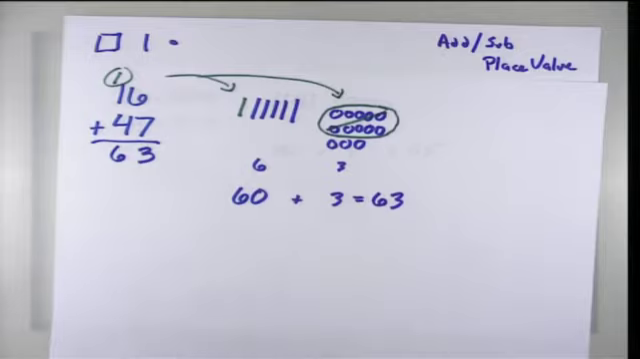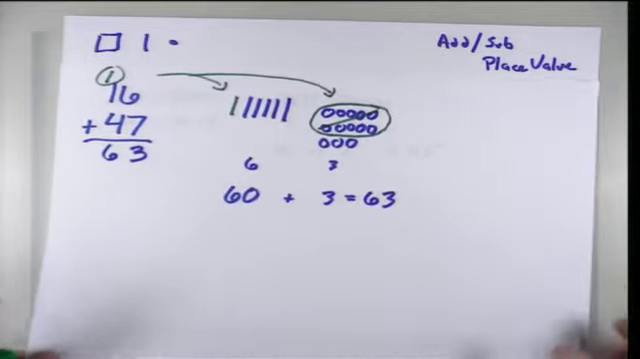So that's what addition looks like with 2-digit numbers. Let's take a look at subtraction.